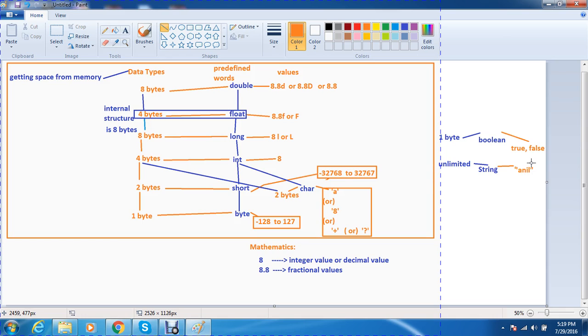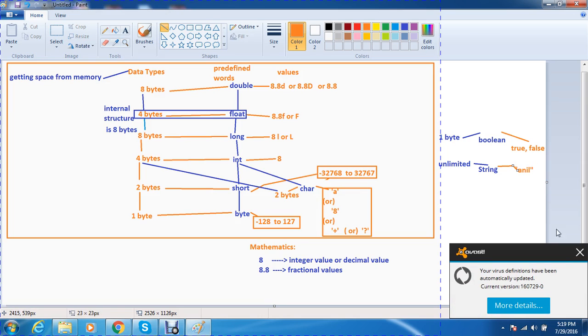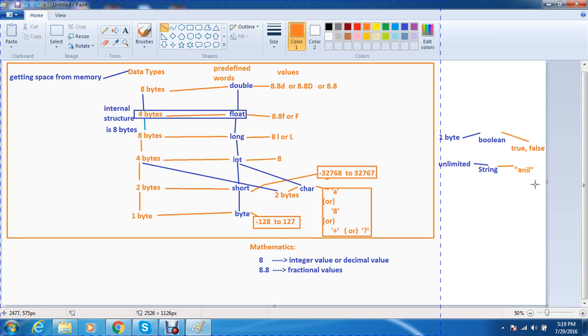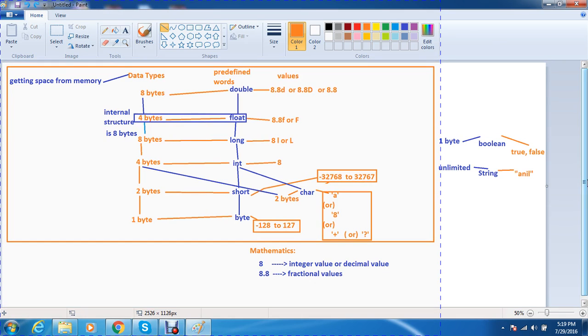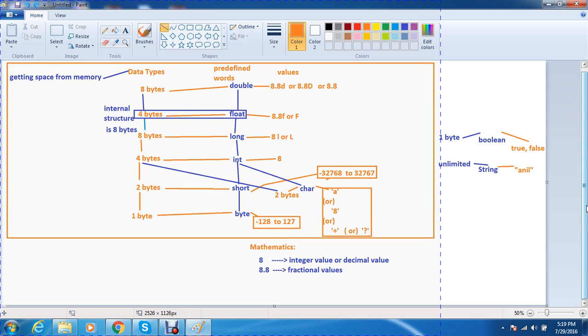You can take a special operator, an operator, a digit, any upper and lower case in sequence, and they must be within double quotation. This is our string data type space, that is unlimited. Boolean data type space is 1 byte. Boolean values are true, false. String value is within double quotation, a group of characters. Now observe here. These are our predefined data types, their predefined words, and values.